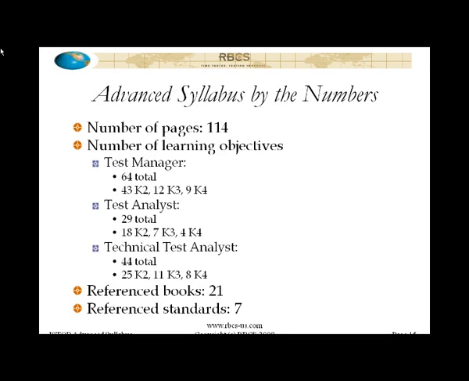So for the test manager, there are 64 learning objectives. 43 of them have to do with understanding. That's the K2. So understanding a concept, that's knowledge level 2. 12 of those learning objectives have to do with being able to apply a concept to solve a specific problem. That's the K3. And 9 of the learning objectives have to do with being able to analyze a situation and then determine how to apply certain ideas to resolve it. So as you can see, that's a pretty heavy load of learning objectives there. A lot to know.